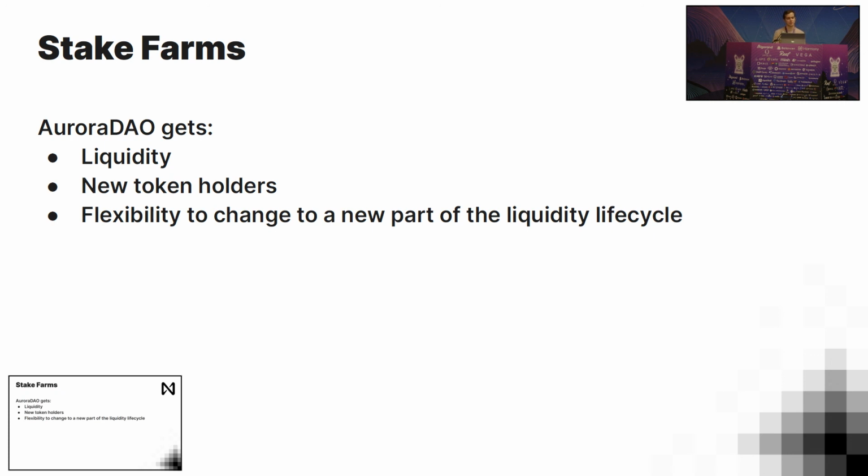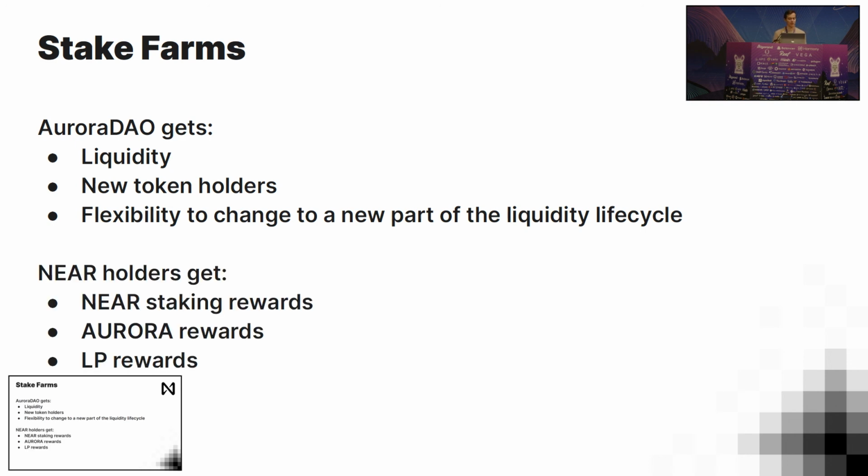So AuroraDAO wants to do this because they're going to get liquidity. They're going to get some new token holders because they're giving away this Aurora token to people who are supporting their project, which is very aligned with their mission. They're also going to get flexibility to deploy new pools as they want to move further along this liquidity lifecycle. We can imagine a future scenario where we actually do have good liquidity as a service tools for price discovery and derivatives in the entire cycle. And we can imagine that a new DAO will change their stake farm to utilize the tools at whatever part of the liquidity lifecycle they're currently at.